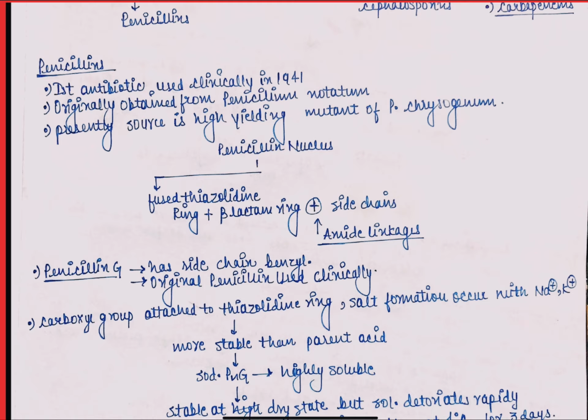So in chemistry, the penicillin nucleus has two things. First is a fused thiazolidine ring, and second is a beta-lactam ring. On the beta-lactam ring, there are side chains which are attached through amide linkages. Penicillin G has a benzyl side chain, and it is the original penicillin which was used clinically.